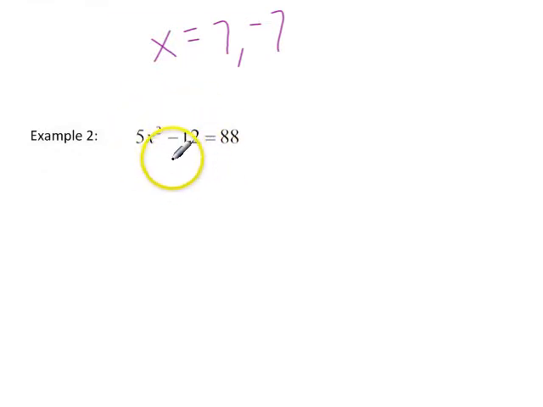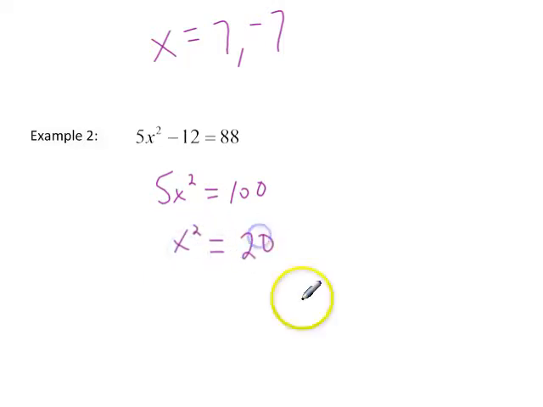On example 2, we still want to isolate that x squared, but we need to do a couple of things. We need to get rid of the 12, so we add 12 to both sides, giving us 5x squared equals 5. Then we divide both sides by 5 to isolate x squared. So x squared equals 20. Now we're ready to take the square root of both sides. Remember your plus or minus.